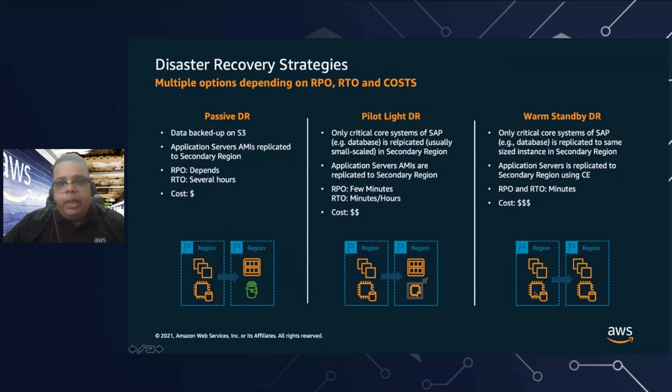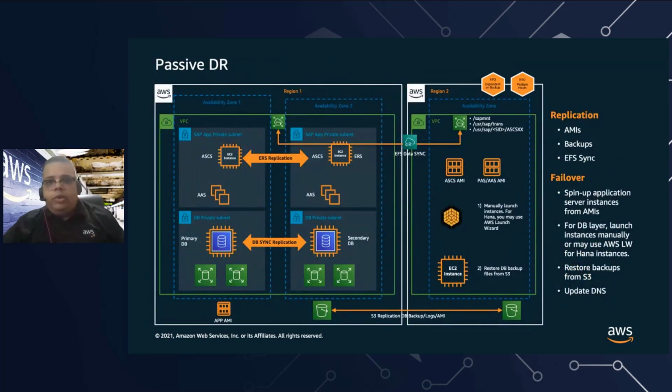And in a warm standby DR mode, both the instances are like to like. For example, if you're running an R5 large on the primary side, you are running the same instance on the DR side, so you don't have to change the instance type in case of a disaster. This gives you the lowest possible RTO. Now, let's deep dive into each one of these options.